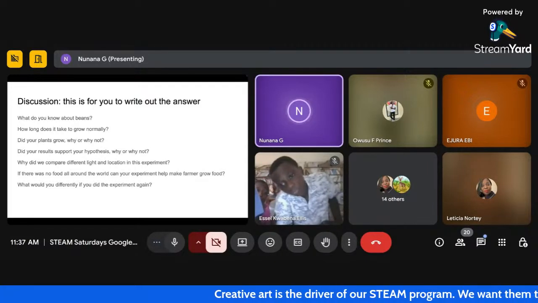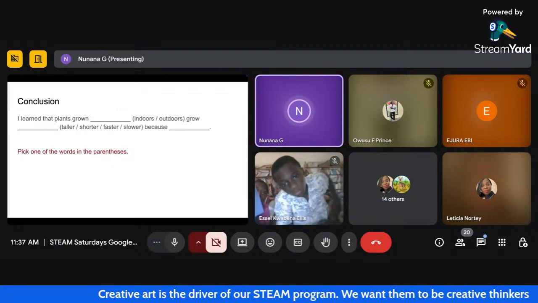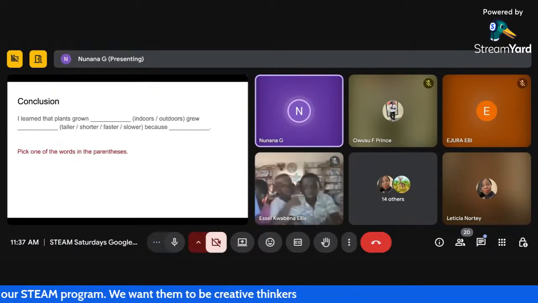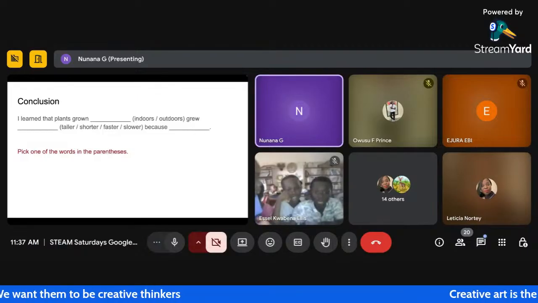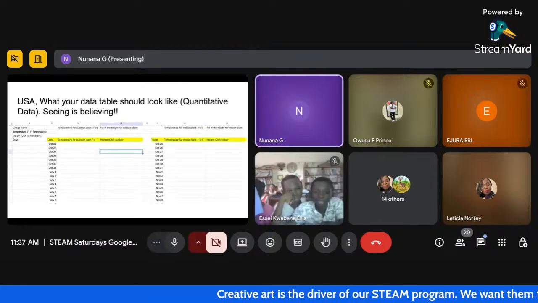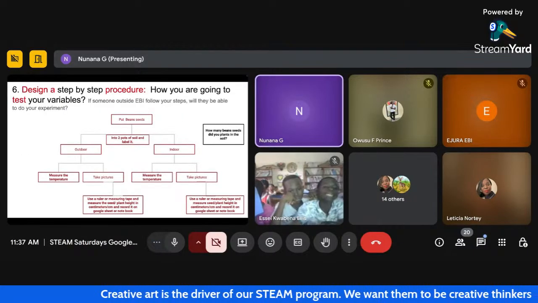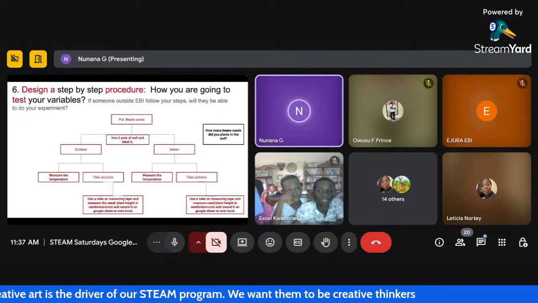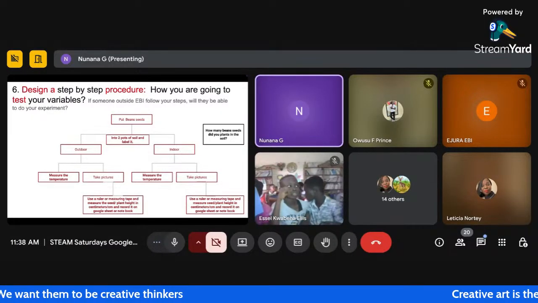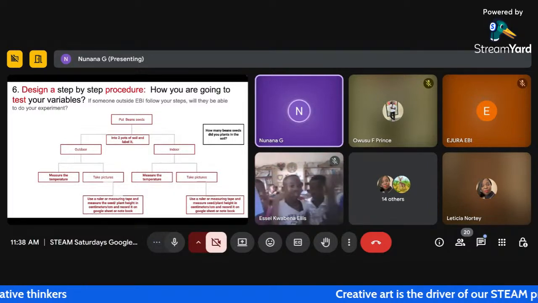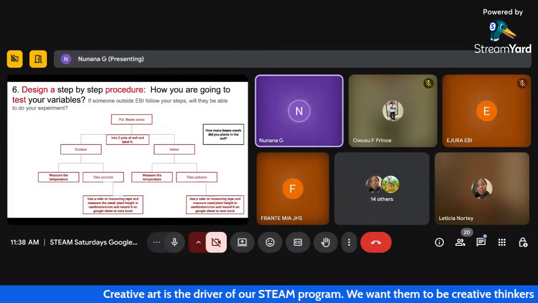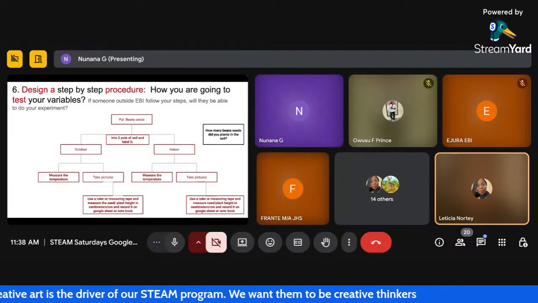It's in the Google Doc sheet. We need to start the experiment. Okay, and this is how to make your conclusion. We'll talk about this more next week. Any questions so far? Ghana, do you guys have questions? Okay, USA, do you guys have questions? Okay, Ghana, please, somebody tell me what we're doing.